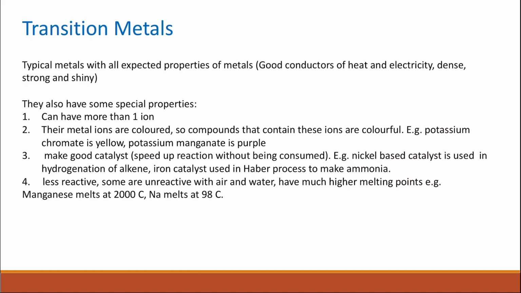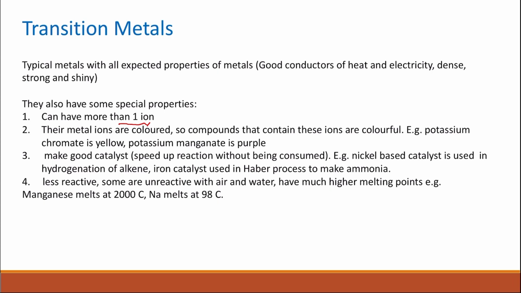So the first thing is that transition metals can have more than one ion. When you look at typical metals like group 1 elements, you're going to find that group 1 elements will only form one ion, which is +1, like sodium. Sodium will always form sodium plus, lithium, Li, always one ion, which is plus. But for the transition metals, they can form different ions.